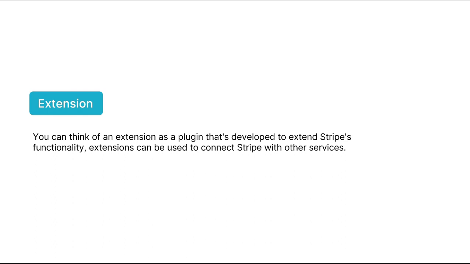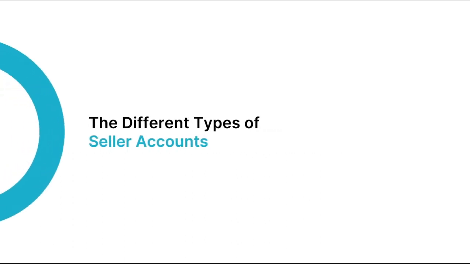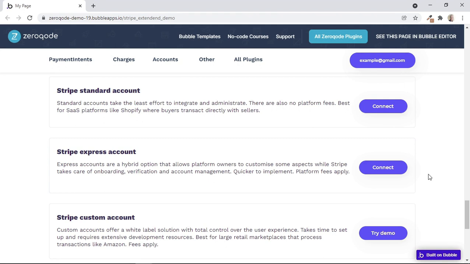But when utilizing Stripe Connect, it's important to understand that there are different types of seller accounts that your app can create or connect to. So let's now talk about the different types of seller accounts. So there are three different types of seller accounts. You have standard accounts, express accounts, as well as custom accounts. Standard accounts take the least effort to integrate and administrate, and there are no platform fees that you'll need to pay to Stripe when using standard accounts.